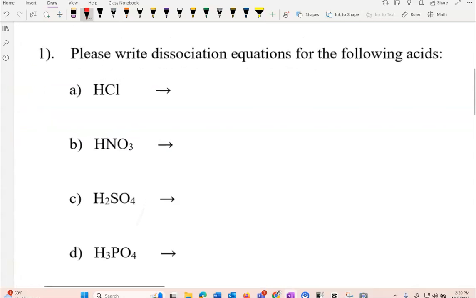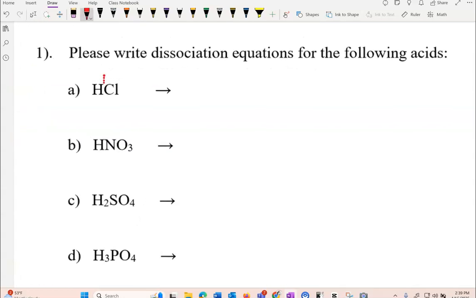So I'm going to write a dissociation equation for all of these acids, and I'm just going to unzip them down the middle so that our products for every dissociation will always be hydrogen, and of course, whatever's left. It's not necessary for you to write the charges, but I always do, just because it makes it easier when we get to the next part, which is, of course, neutralization.